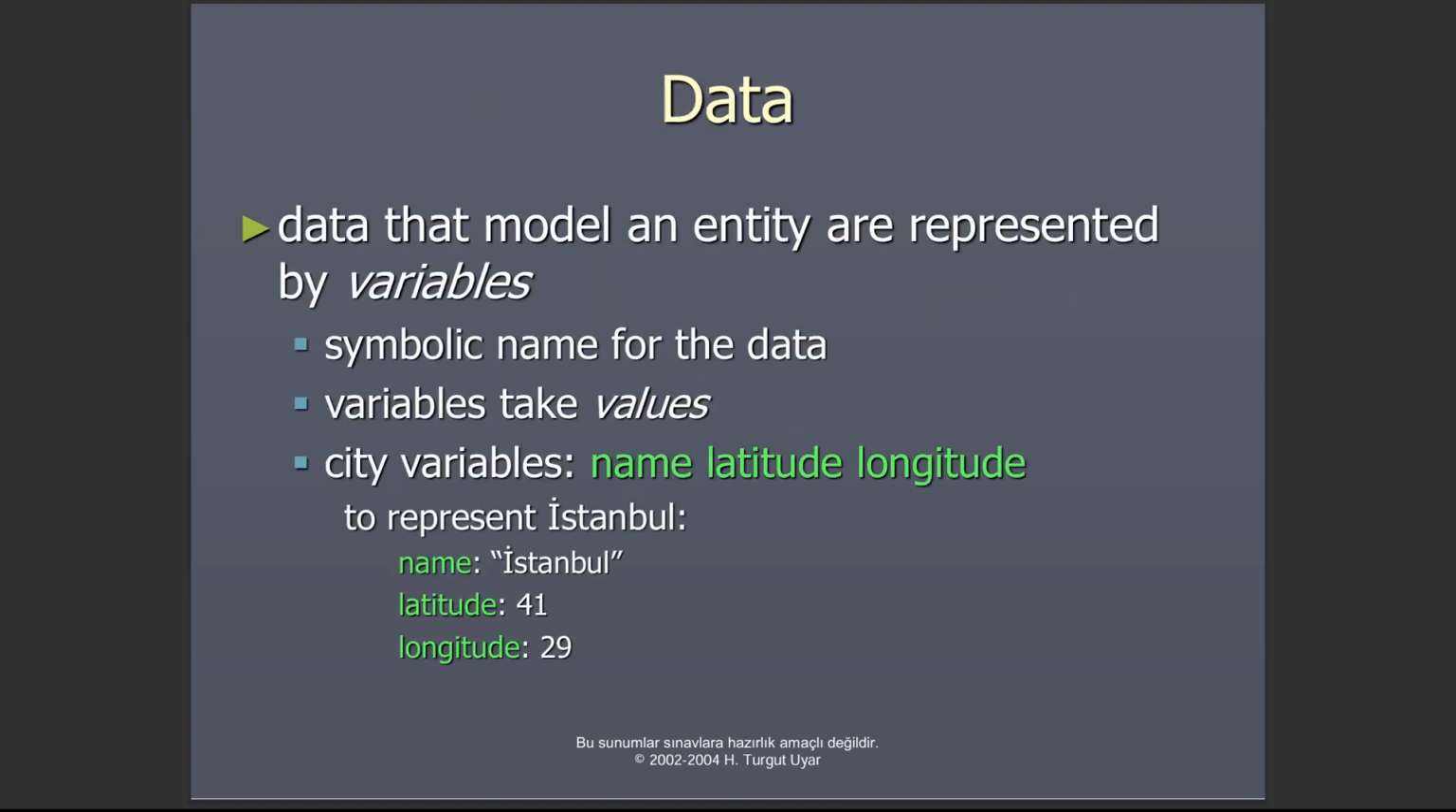Data. In programming, we use data to represent things. For example, we can represent a city with variables. A variable is like a box where we store information. For Istanbul, we can have a variable for its name, latitude, and longitude. These variables help the computer understand and work with data. Name: Istanbul, latitude: 41, and longitude: 29.